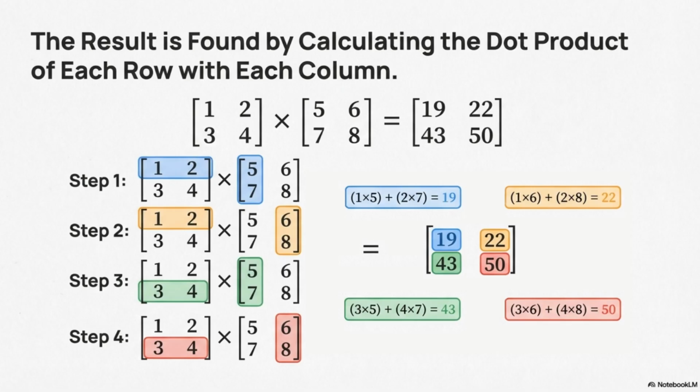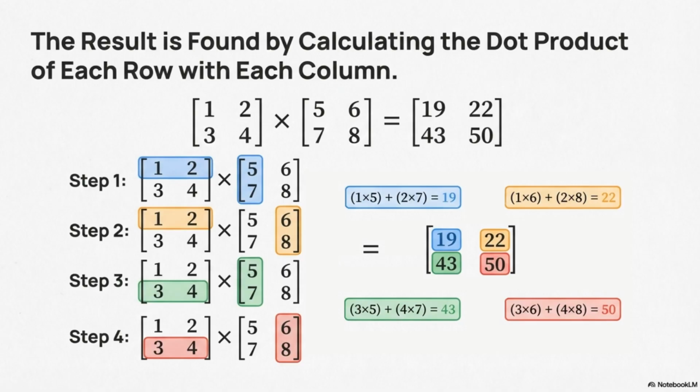We multiply 1 by 5 and 2 by 7, and then we add the results. So we do 1 times 5 plus 2 times 7, which equals 19. The top right value comes from the same row, the row with 1 and 2, but now with the column that has 6 and 8. We do 1 times 6 plus 2 times 8, which equals 22.